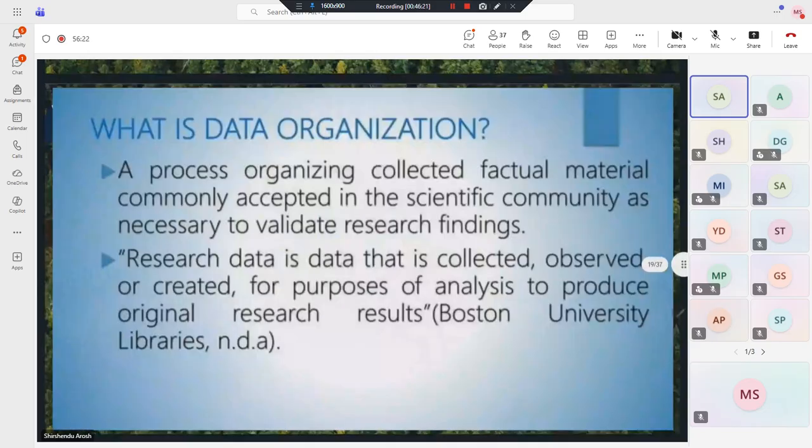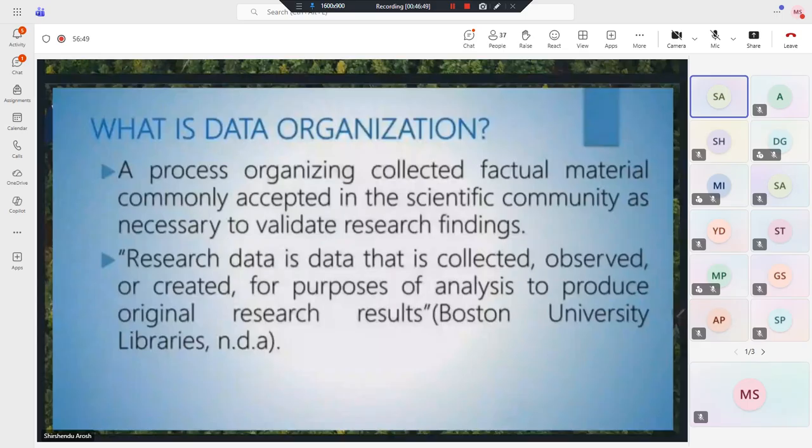Now a little bit about data collection, and about data organization. Data is collected as factual material commonly accepted in the scientific community as necessary to support research findings. So you need to organize the data. Once you are collecting data, you need to keep it somewhere, say in a database, with different structures. As I told you, different structures are already there, so we are going to talk about a few basic types of structures.